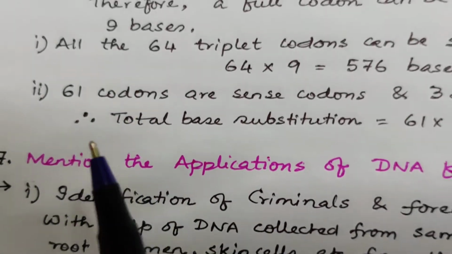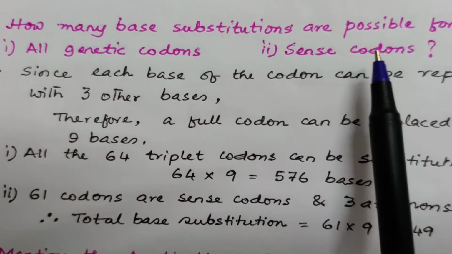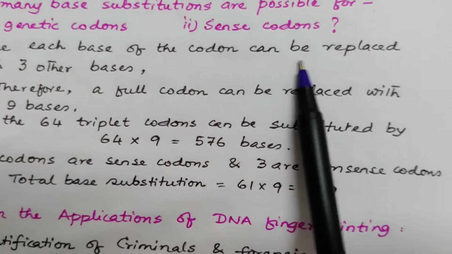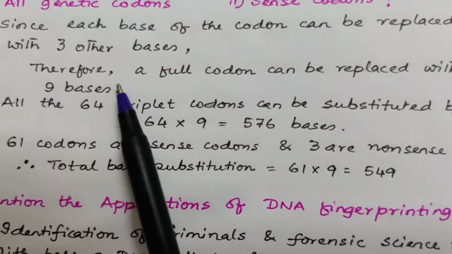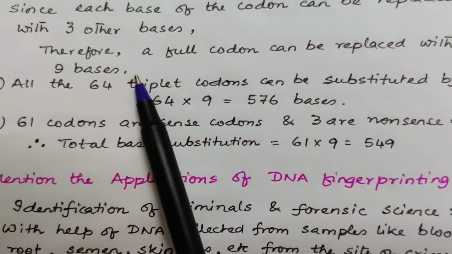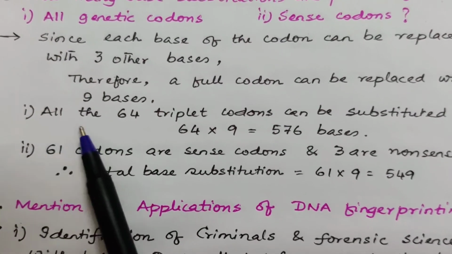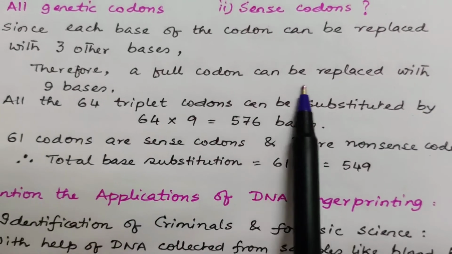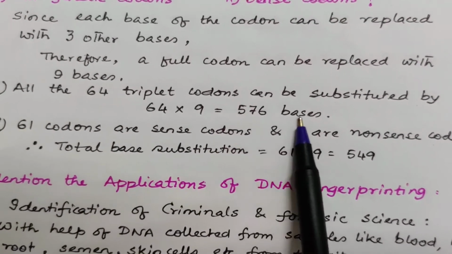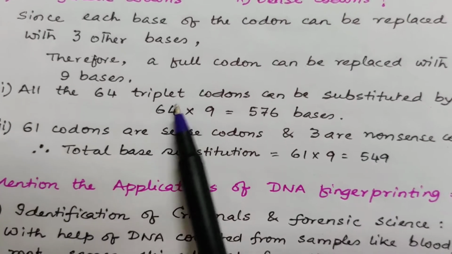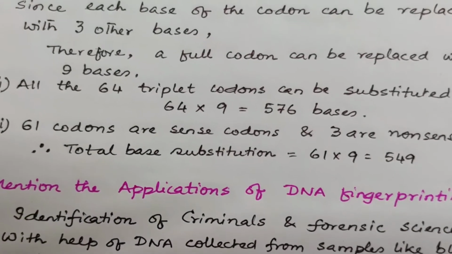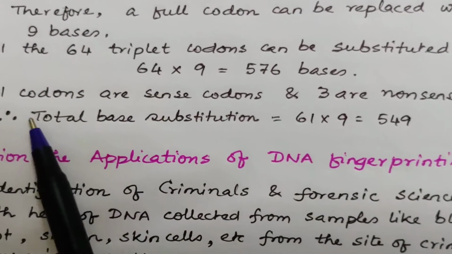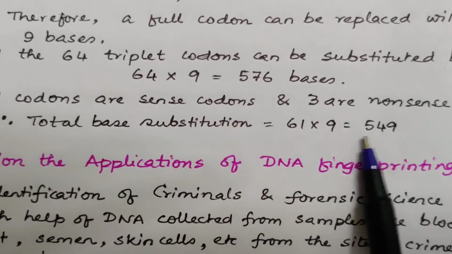Our next question. How many base substitutions are possible for all genetic codons and sense codons? For all genetic codons, each base of the codon can be replaced with 3 other bases, as we know. Therefore, a full codon can have 9 substitutions. In case of genetic codons, all the 64 triplet codons can be substituted, 64 into 9, which means 576. But sense codons are 61 in number; the other 3 are nonsense codons, meaning stop codons. These 61 codons are the sense codons, and the total base substitution in them is 61 into 9, that is 549.